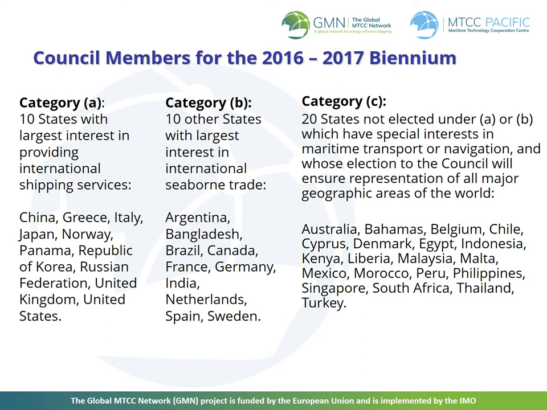Category C, these are 20 states that have not been elected under A or B, which have special interest in maritime transport or navigation, and whose election to the Council will ensure representation of all the major geographic areas of the world. These are Australia, the Bahamas, Belgium, Chile, Cyprus, Denmark, Egypt, Indonesia, Kenya, Liberia, Malaysia, Malta, Mexico, Morocco, Peru, Philippines, Singapore, South Africa, Thailand, and Turkey.